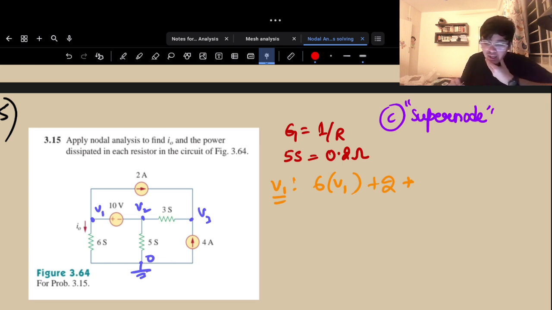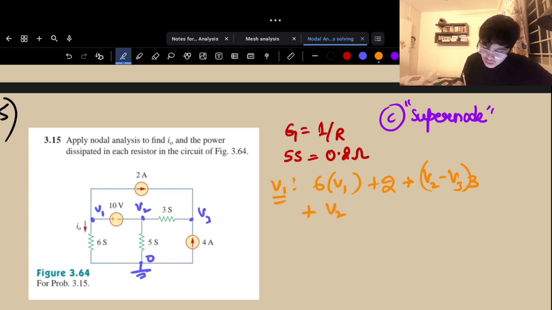And I will say, okay, you know what? Let me just, I'll come to that. Let me write the current exiting V2. Now, the current exiting V2 would be (V2 minus V3) into 3 Siemens plus (V2 minus 0) into 5 Siemens. These are my currents leaving V2.